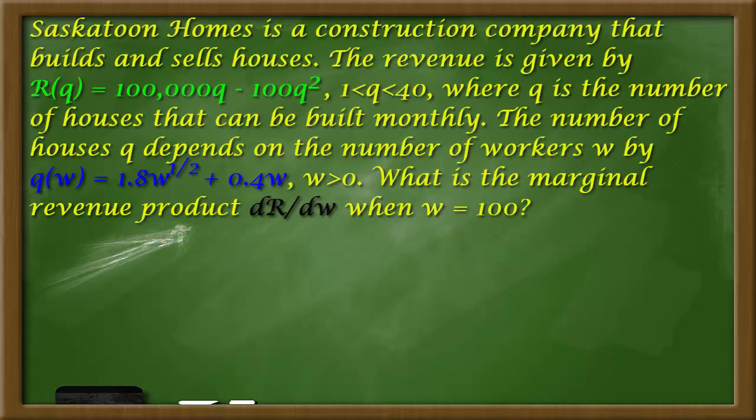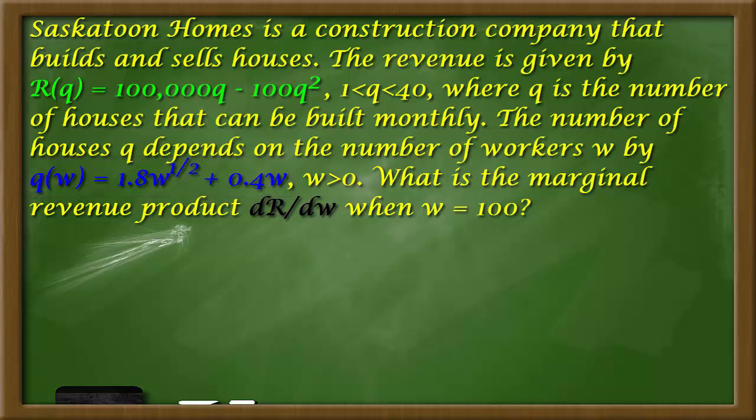Saskatoon Homes is a construction company that builds houses on lots zoned for residential development. The revenue R for these homes is R of Q equals 100,000Q minus 100Q squared, where Q is between 1 and 40 and represents the number of homes that can be built in 1 month. The number of homes Q that can be built each month depends on the number of workers W available, where Q is related to W by Q of W equals 1.8W to the half plus 0.4W, where W is strictly greater than 0.